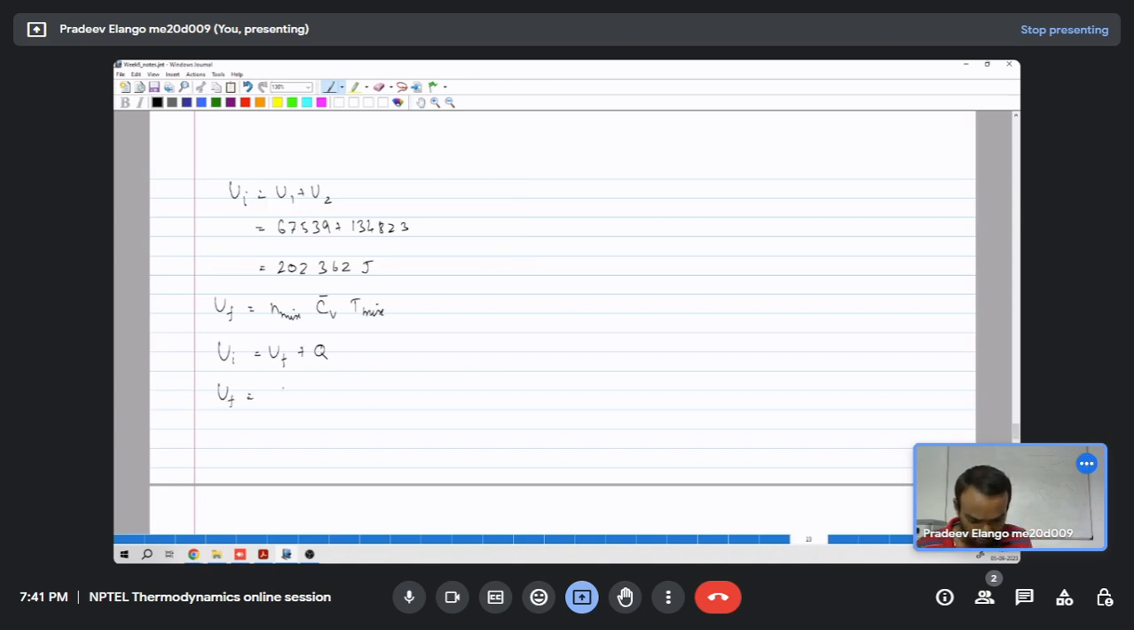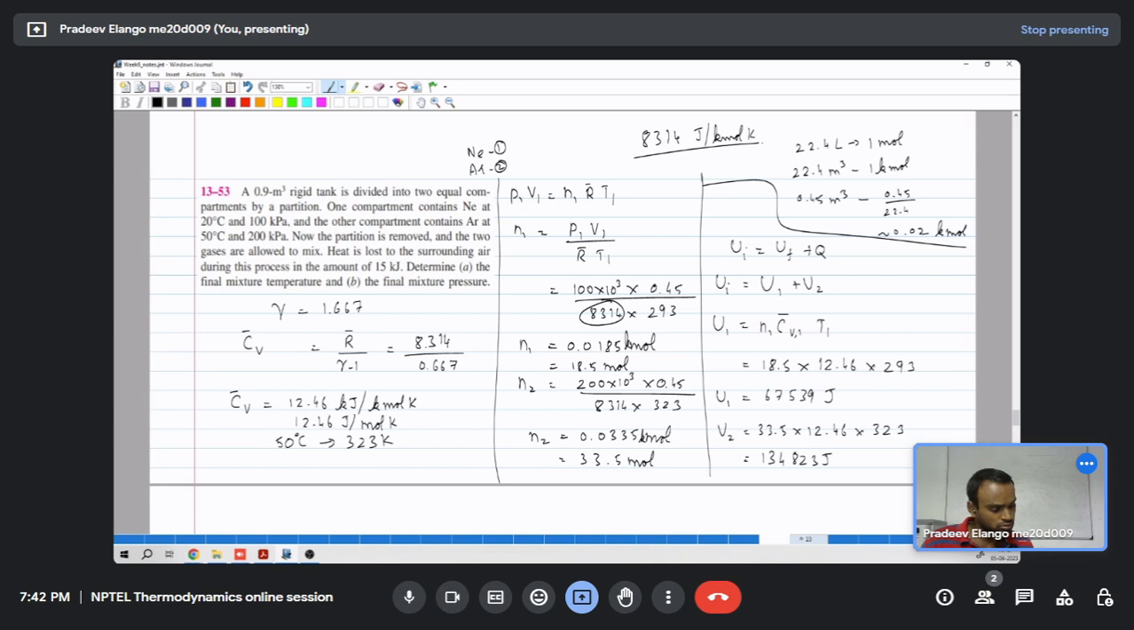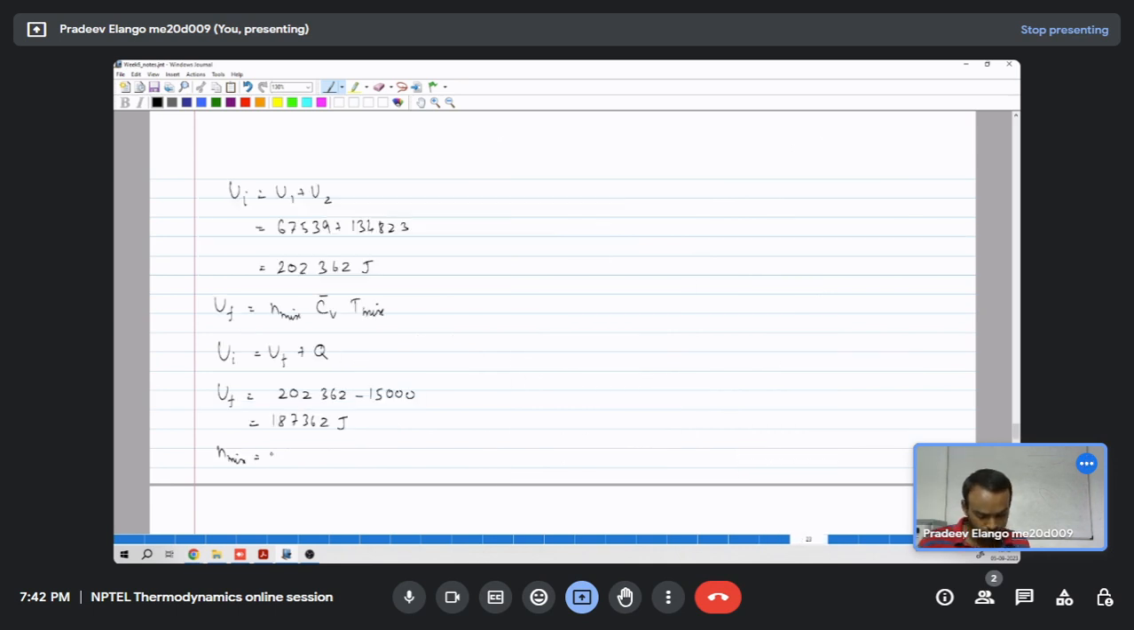UF is the initial 202,362 minus Q, which is 15 kilojoules, so it is 15,000. This is 187,362 joules. Similarly, N mix can also be calculated. N mix is 18.5 plus 33.5, which is equal to 52.